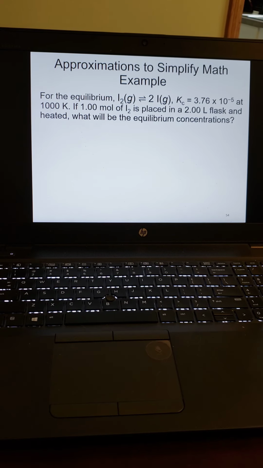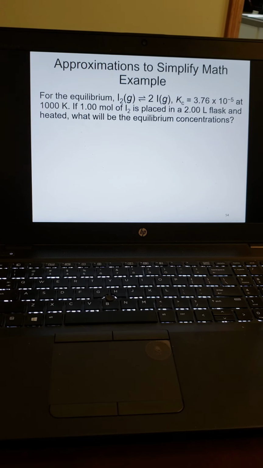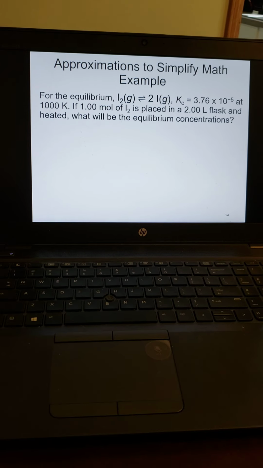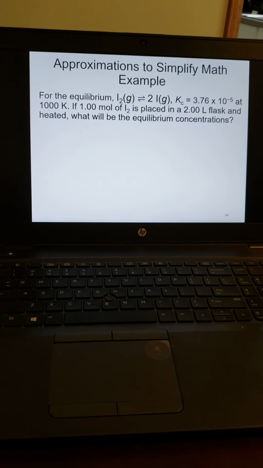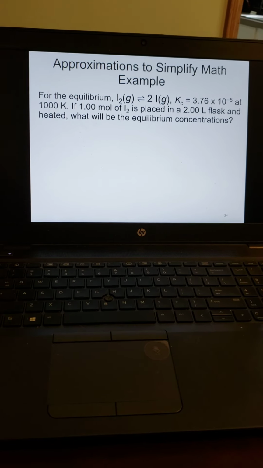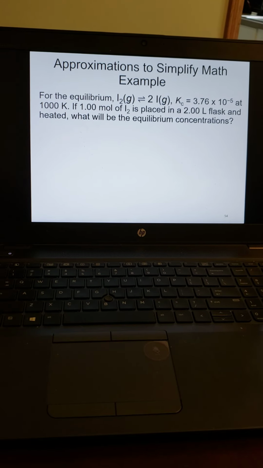So for the equilibrium shown in the slide, I2 going to make 2I, Kc is 3.76 times 10 to the negative 5. So 0.0000376. Small number, which means this is not proceeding very far to the right at all. This is a reactant-favored equilibrium, which is good because that means we can make some approximations here. If 1 mole of iodine, I2, is placed in a 2-liter flask and heated, what will the equilibrium concentrations be?